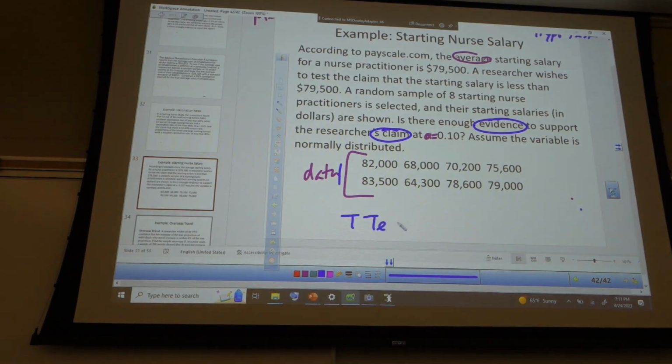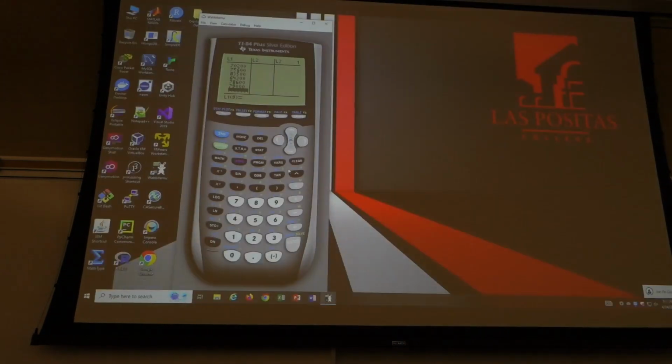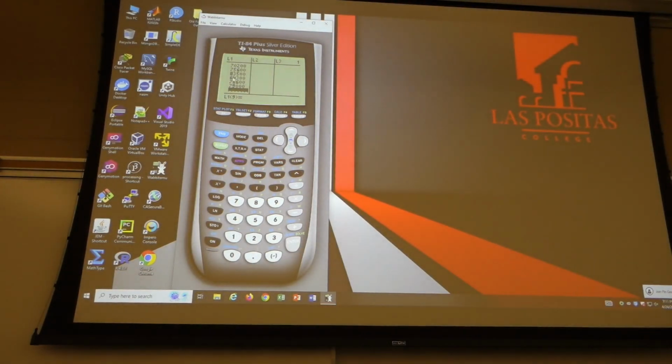T-test. Okay, so here I've got my one sample. I put my data into list 1, and then I'm going to do stat, test, t-test, and we're going to pick data, right? Because we have data. So data, our mu naught is 79,500, list one of each, and our claim was less than, so I'm going to go to less than.